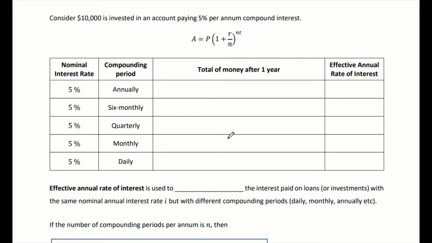Okay, so let's start off with the first one. We know that to find out the total money here, we are going to use the principal, which is 10K.